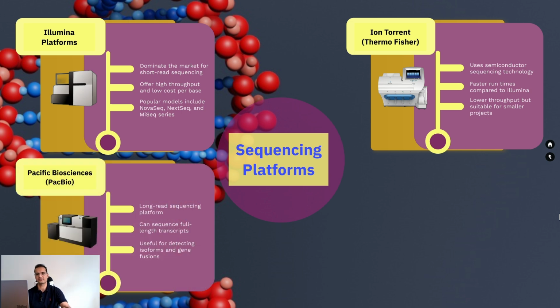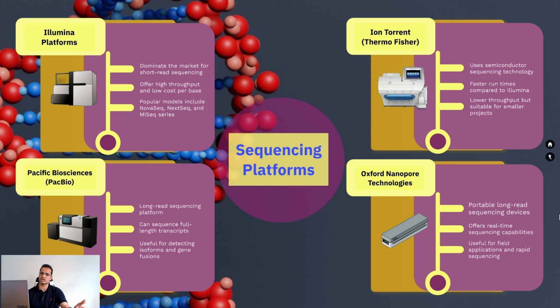The third platform is Pacific Biosciences, or PacBio. It's a platform for long-read sequencing and can sequence full-length transcripts. It's useful for detecting isoforms and gene fusions. And the fourth platform is Oxford Nanopore Technologies, which makes portable long-read sequencing devices. They use nanopore technology to sequence single DNA or RNA molecules. It offers real-time sequencing and is useful for field applications and rapid sequencing.